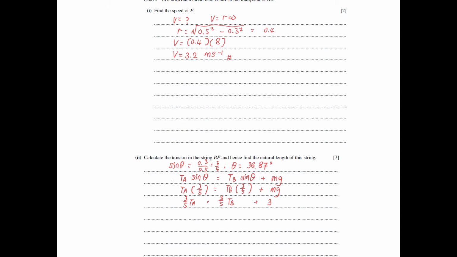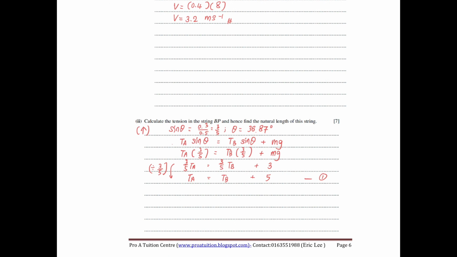Now let us simplify this equation. We divide by 3 over 5. So we will get TA equal to TB plus 5, since 3 divided by 3 over 5 gives 5. So we get one equation here. Let's call this equation 1. This is the vertical part. Now let's consider the horizontal.